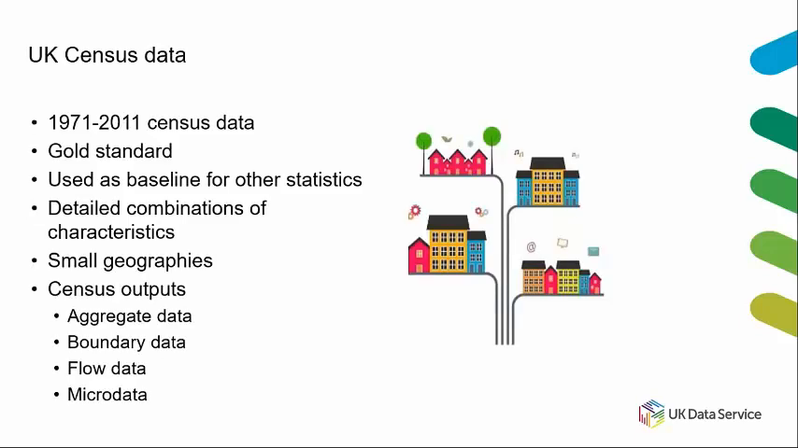So we're going to move on to a different type of macrodata, and this is data that comes from the census. The census has a long history going back to 1801, and as you probably know, it takes place every 10 years. So we provide access to and user support for the last 5 censuses, and we have a dedicated census team on hand to help. Census data is considered the gold standard as it aims to cover 100% of the population, and it's often used as a baseline for other statistics.